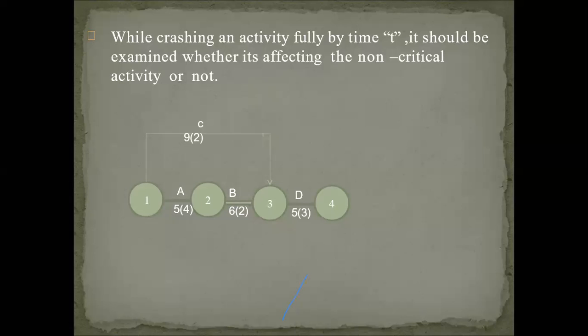Activity A normally requires 5 days, but after crashing it can be completed within 4 days only. Similarly for activity B, 6 days is the normal time, but it can be crashed up to 2 days. Is it right? That means the activity B can be completed in 2 days. So this 6 can be reduced up to 2.